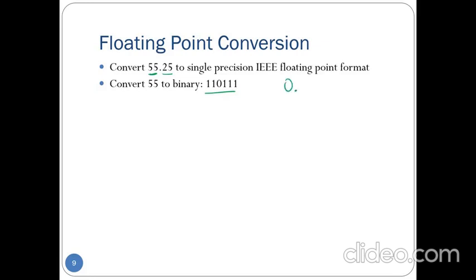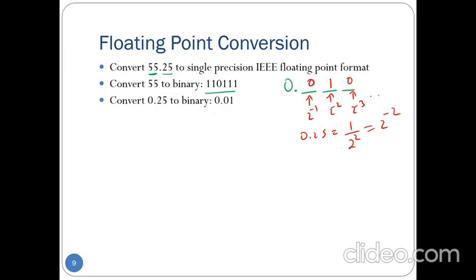Recall that every position after this binary point represents a negative power of 2, right? So this is 2 to the power minus 1, this is 2 to the power minus 2, and so forth, right? So 0.25 is actually 1 upon 2 square, right? 1 upon 4, which is basically 2 to the power minus 2. So if we set a 1 here and zeros in all other positions, we get the binary equivalent for 0.25, right? So 0.25 is actually 0.01 in binary. Here it is. Okay, so given these two results, 55.25 is actually this number, 110111.01.